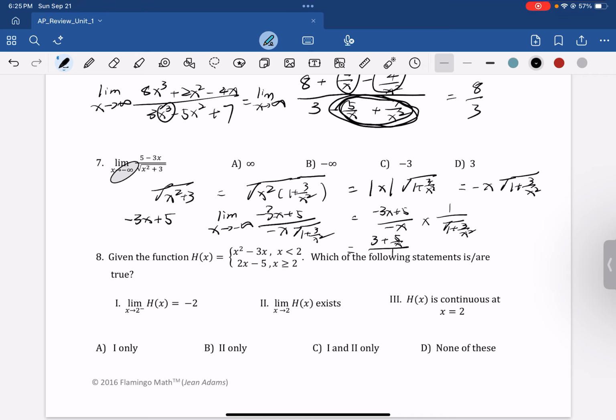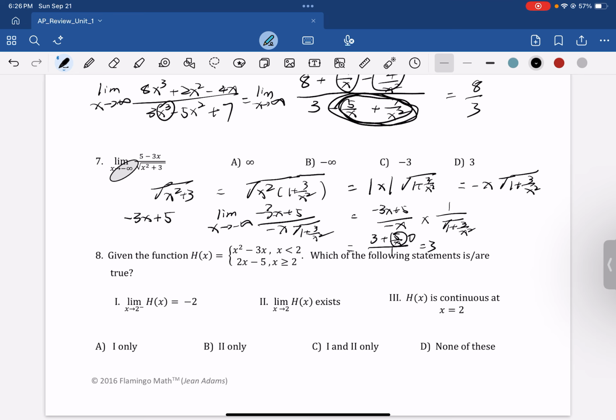So if x approaches negative infinity, this 5 over x eventually becomes 0, and what we got is 3. And times this part, 3 over x squared, which means if x goes to infinity, this one eventually becomes 0. And what we got is 1 over the square root of 1, which is 1. So the answer is 3 times 1, which is 3. So for this one, we choose D.